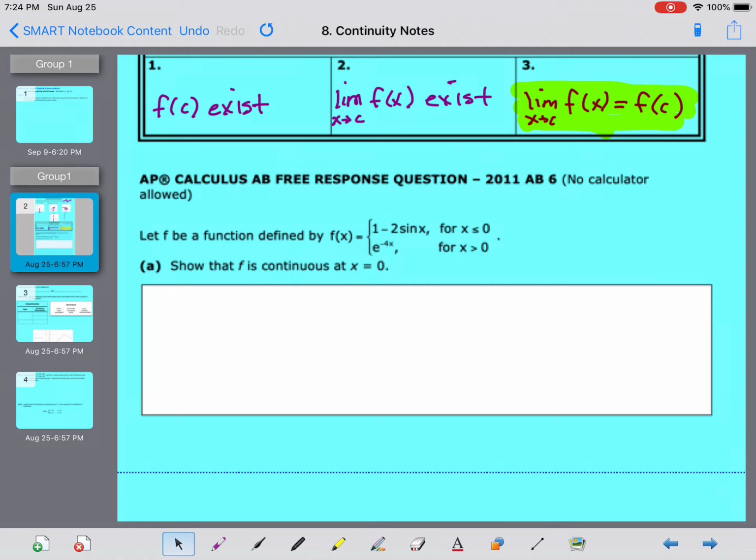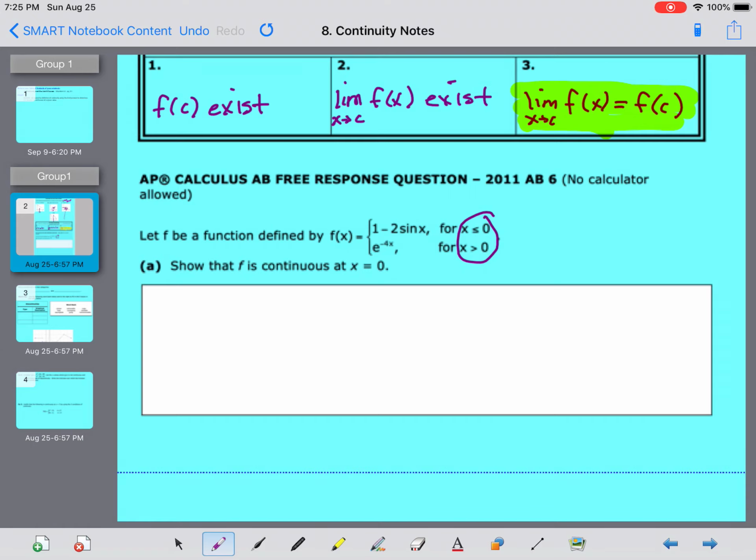So it says let f be a function defined by f of x. It gives us a piecewise function. And then it says on A, show that f is continuous at x equals 0. And we're choosing 0 specifically because that's where that jump occurs, or possible jump. So we're going to prove whether the jump is there or whether it's not. Okay, and we kind of talked about how to prove limits when it comes to piecewise functions. So we're going to use all that stuff as well.